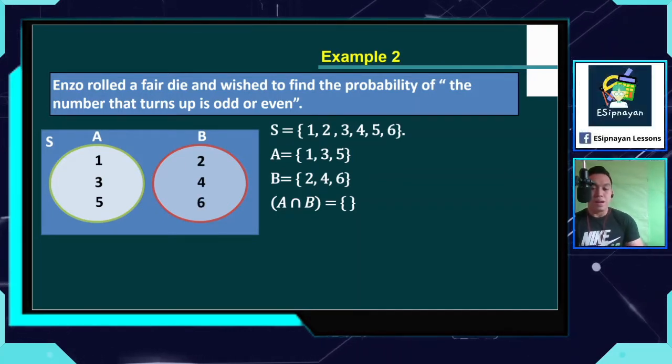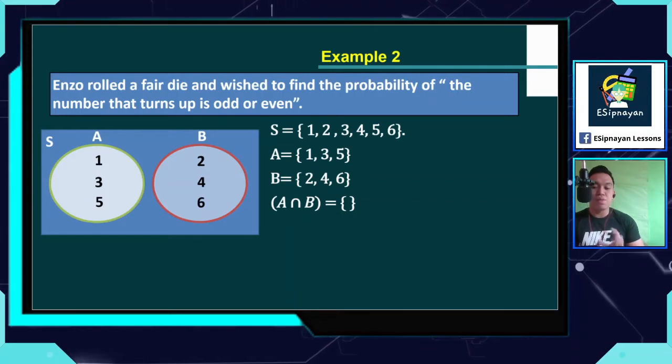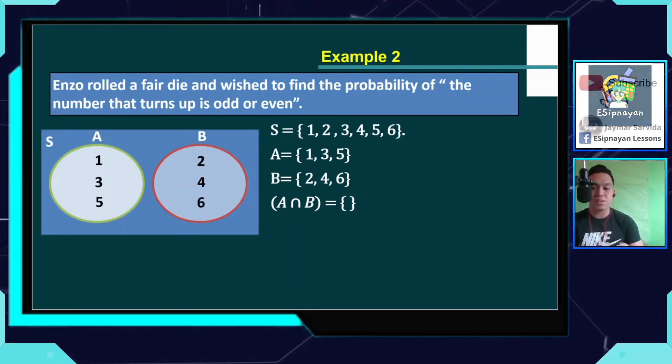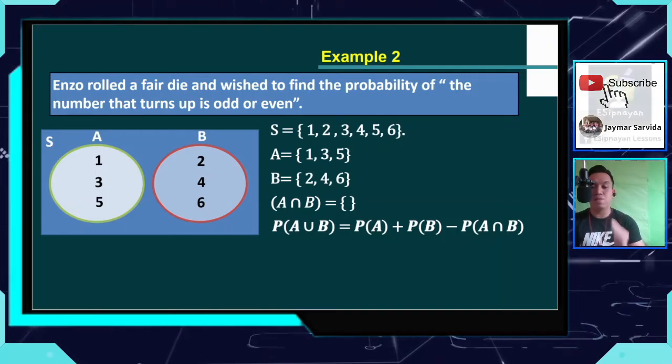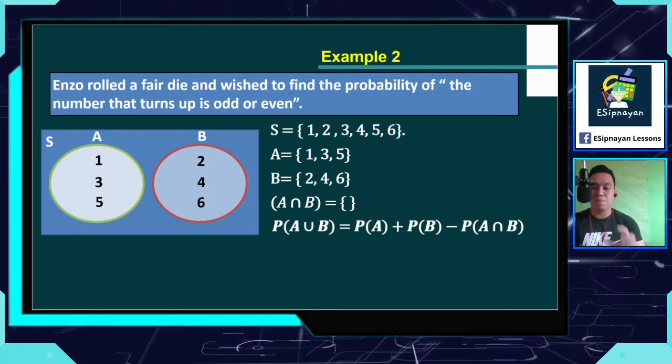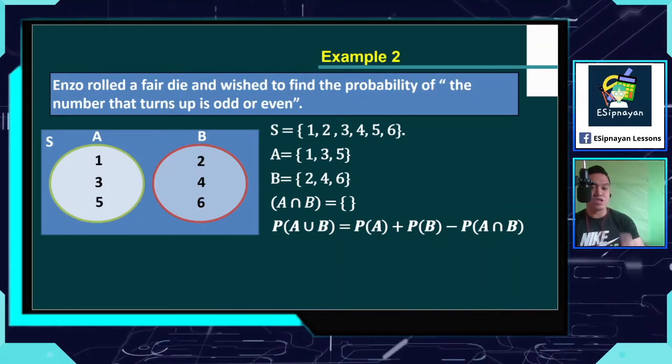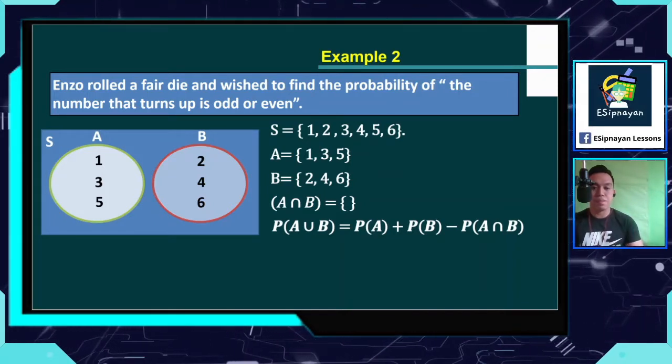Then, let's use now the formula to find the probability of a union of the two events. So we have the probability of A union B is equal to the probability of event A plus the probability of event B minus the probability of A intersection B.